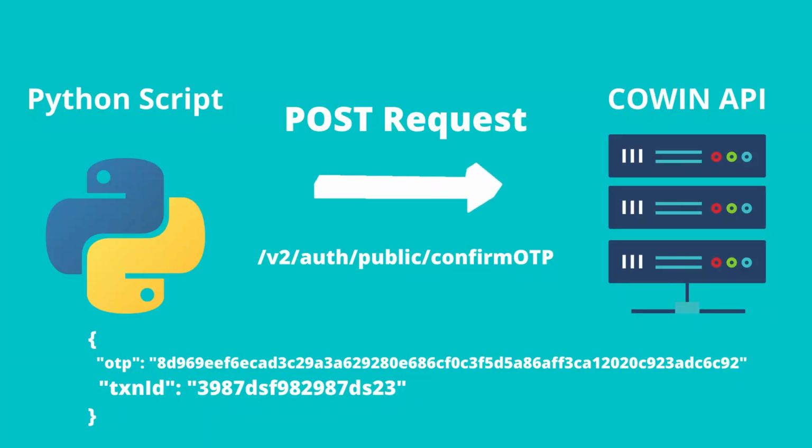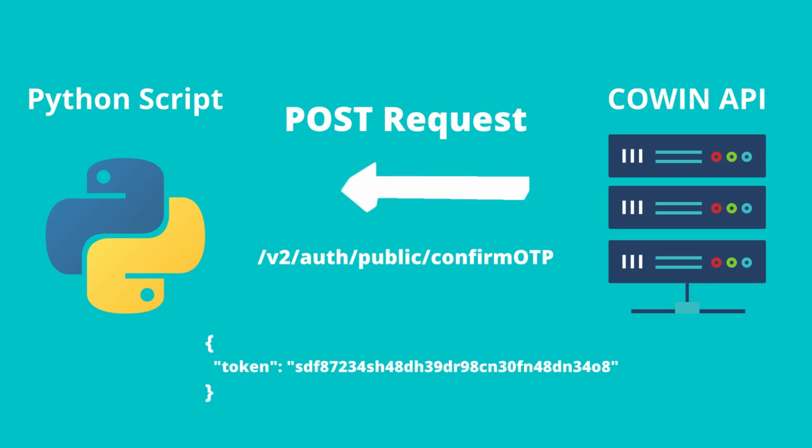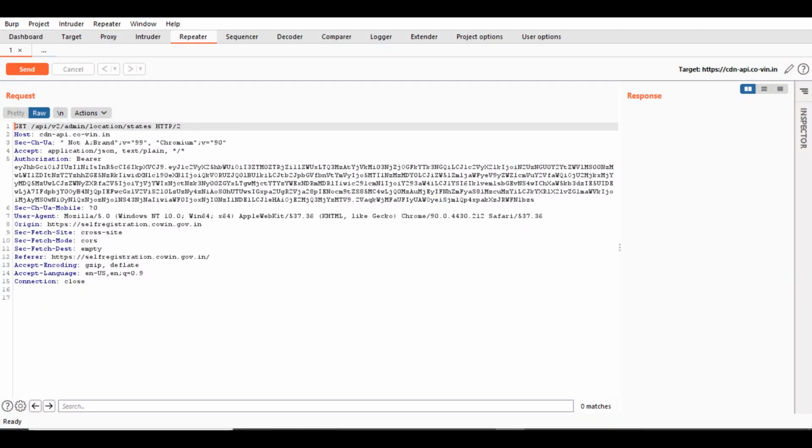Step 2. Once you receive the OTP, you send a POST request to the endpoint v2 auth public confirm OTP with POST data containing two values, TXN ID which is the same ID which we received in step 1 and the SHA-256 encrypted value of the OTP you received on your phone number. If the request is accepted, you receive an authorization token that you will have to use to access all other endpoints. You have to use the token by adding an authorization header to your requests along with the token.